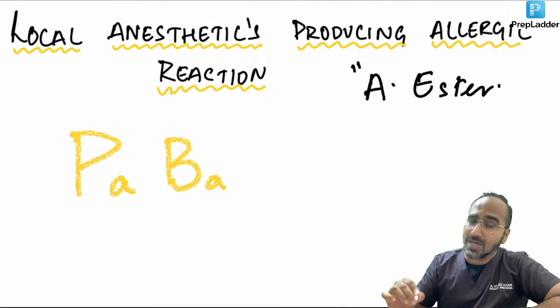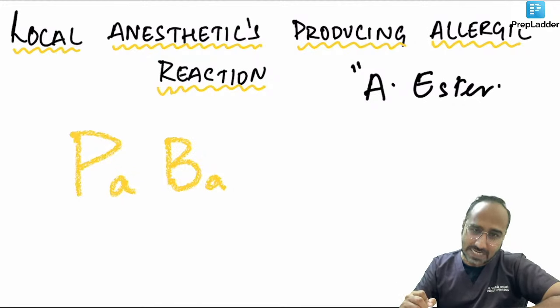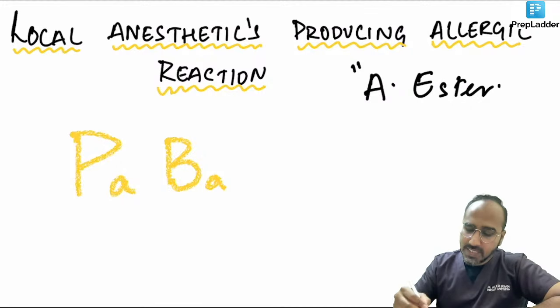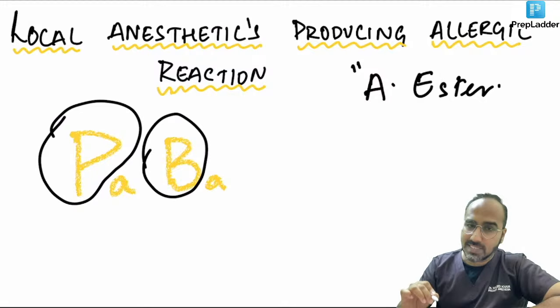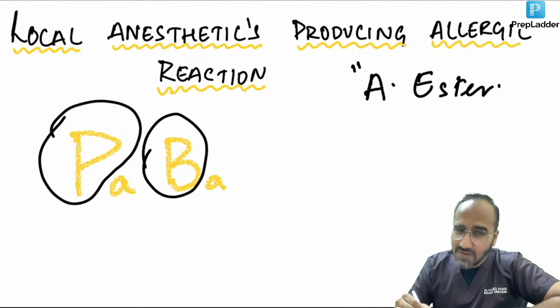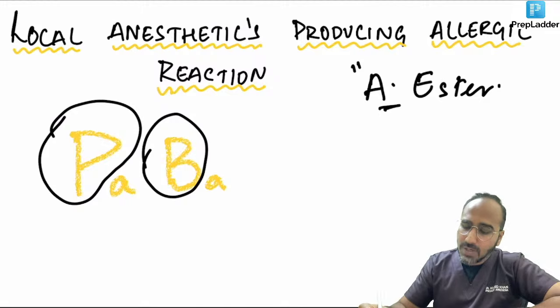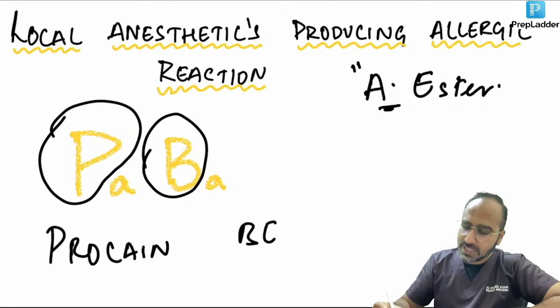Why? Because amino esters get metabolized to a compound called PABA. PABA is para-amino benzoic acid. Now, if someone asks you which amino esters will cause allergic reaction, your concentration should always be on PABA. Concentrate on this: the local anesthetics starting with the alphabets P and B will cause allergic reaction. So, amino esters starting with P and B. P stands for procaine. B stands for benzocaine.